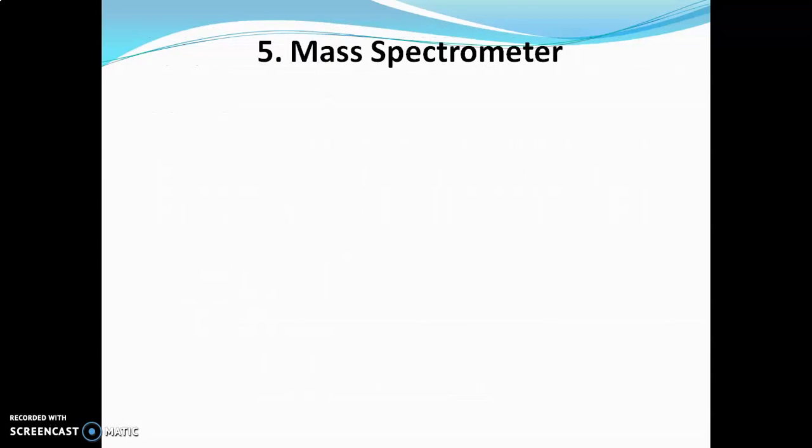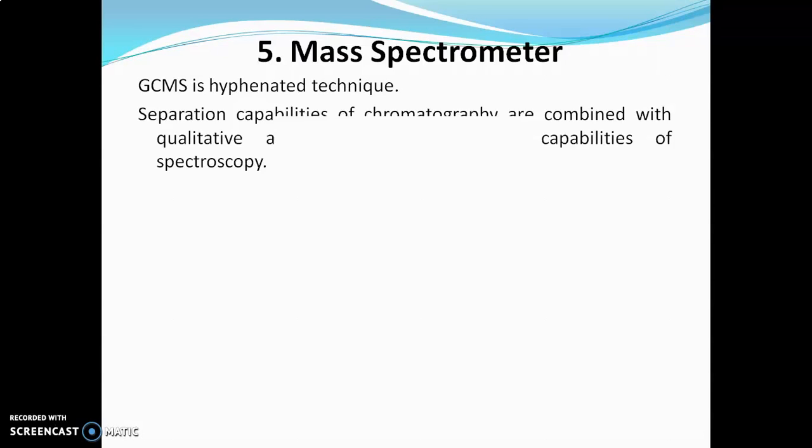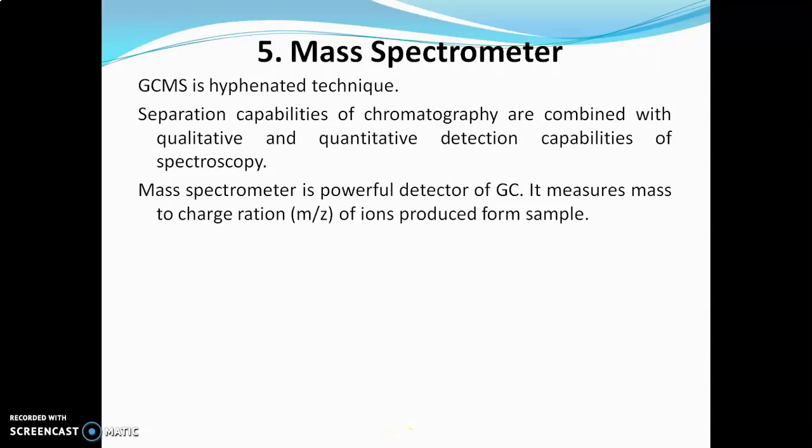Now next is mass spectrometer detector. When GC uses mass spectrometer as detector, the technique is known as GCMS and it is a hyphenated technique. The separation capabilities of chromatography are combined with qualitative and quantitative detection capabilities of spectroscopy. Mass spectrometer is a powerful detector of GC. It measures mass to charge ratio of ions produced from sample.